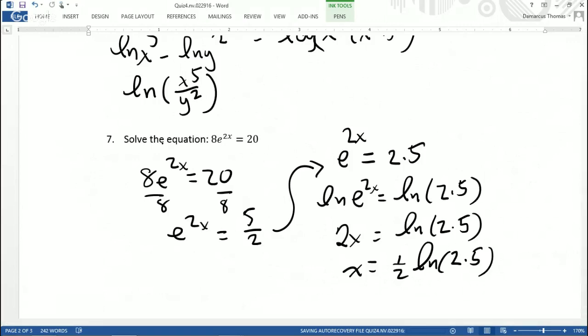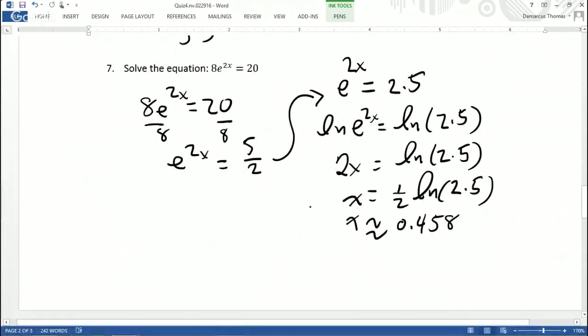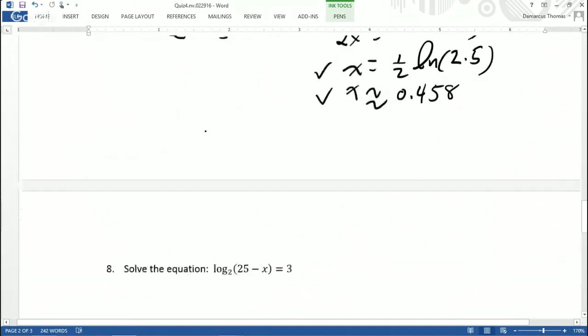That rounds off to about x is 0.458 approximately. So you could return either answer. This is actually good enough, the exact answer, or you can give an approximation.